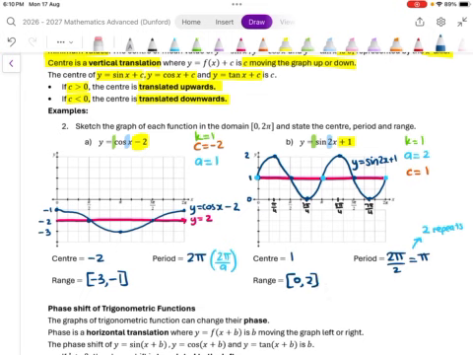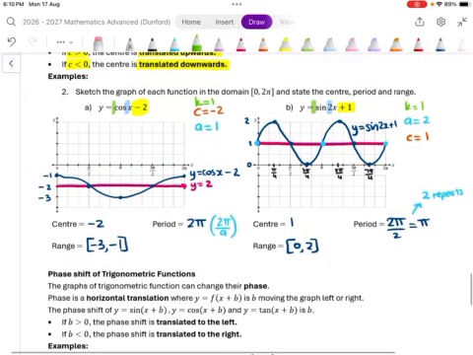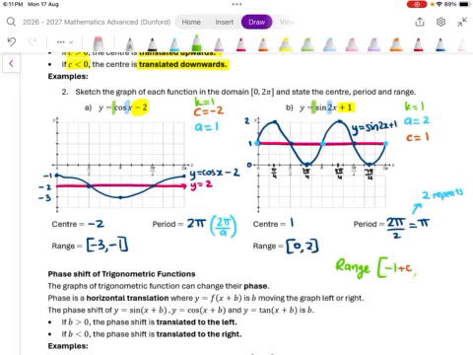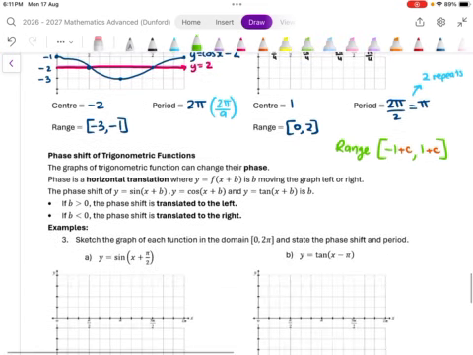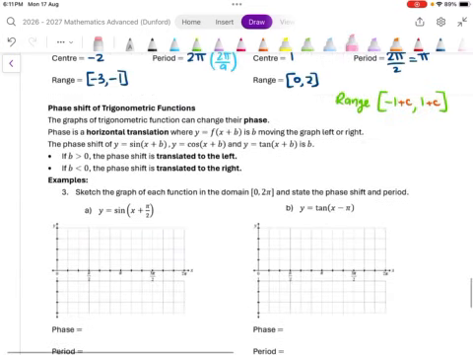0, 2. So if we're looking at how to work out our range, we have that it's -1 plus our center and 1 plus our center. Does that make sense? That helps us to work out our range, our maximum value and our minimum value as well. Center's meant to be easy. The next one is our phase shift, and I believe these are our last 2 examples.